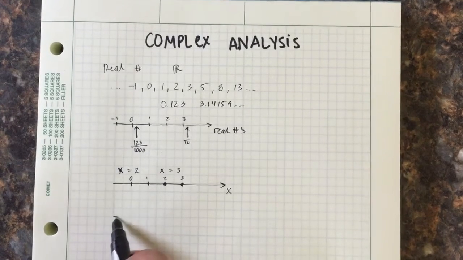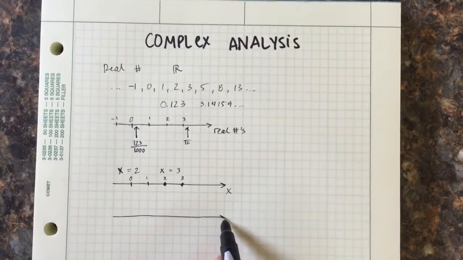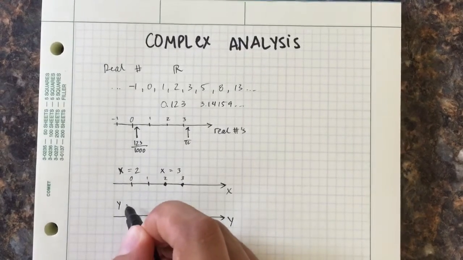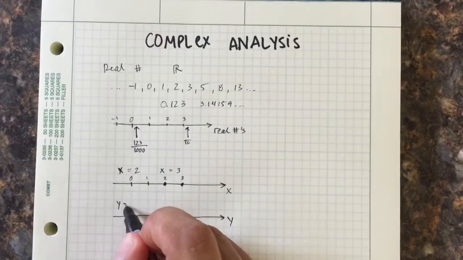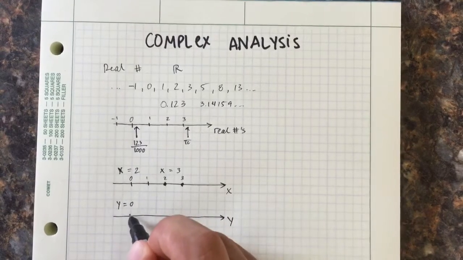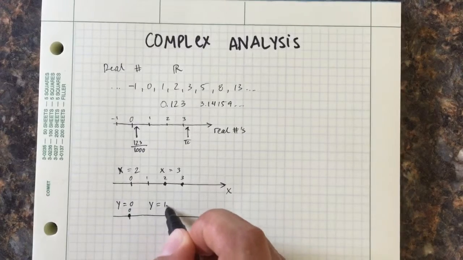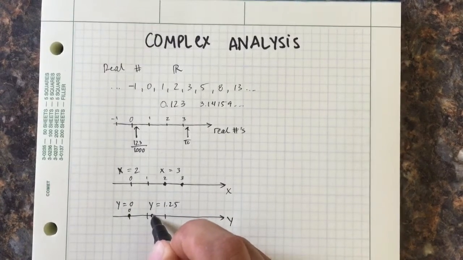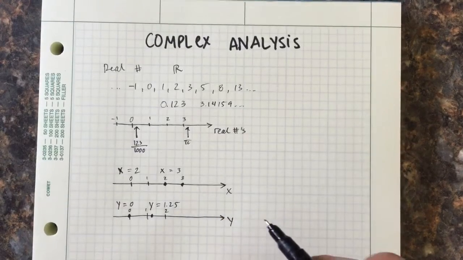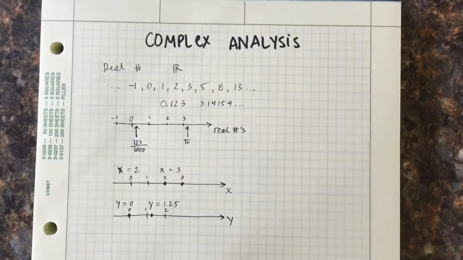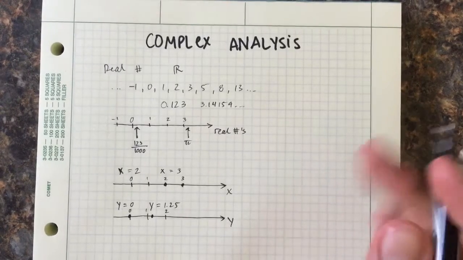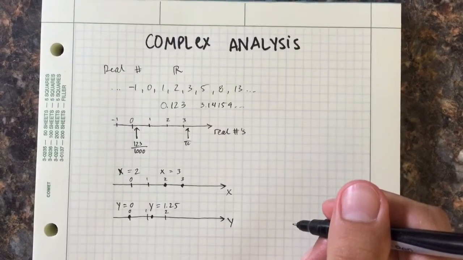We can have another axis here, say a y-axis. It's a different variable. It can also take on different real number values, such as, well, let's go with 0. Here's 1. Y can also be 1.25. Place it right here, and so on.